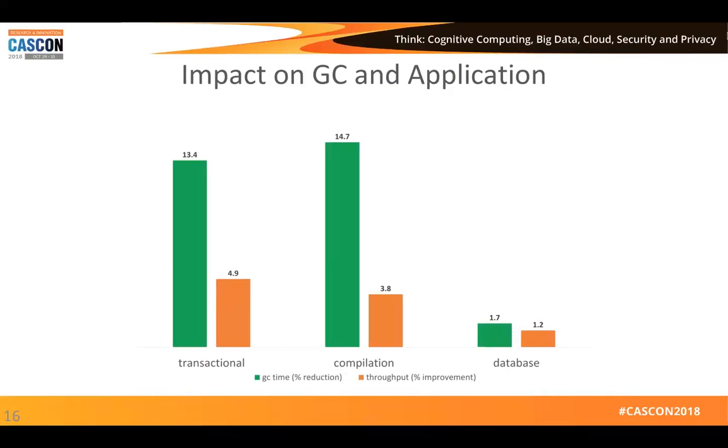For the transactional workload, the application throughput is increased by almost 5% with the Evacuator. The data compilation workload, we're getting almost 4%. There's better throughput with the Evacuator. And with the database workload, it's about 1%. So these are real effects, real benefits to the running application in terms of reducing time in GC and giving more time to the application to run so that it gets more work done.